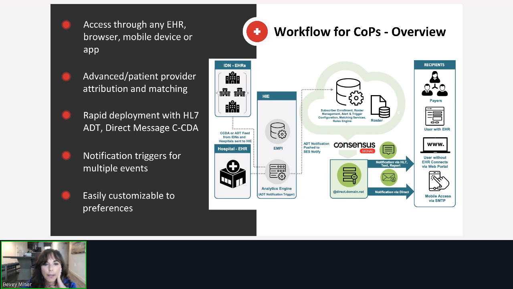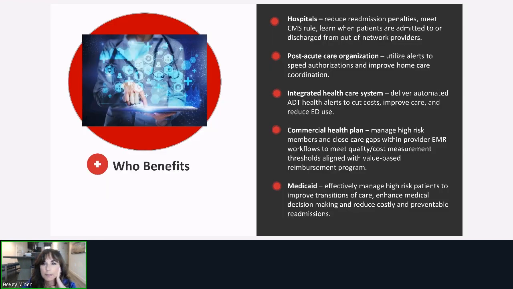So let me move on because I know I wanted to give about 15 minutes for questions. So who benefits from all this? And I've mentioned some of these stakeholders before, but let's talk specifically about what their benefit is. Ultimately, the patient is going to be the best beneficiary of alerting their entire care team. But drilling down into each one of these different stakeholders, you can start to understand why this is so important.